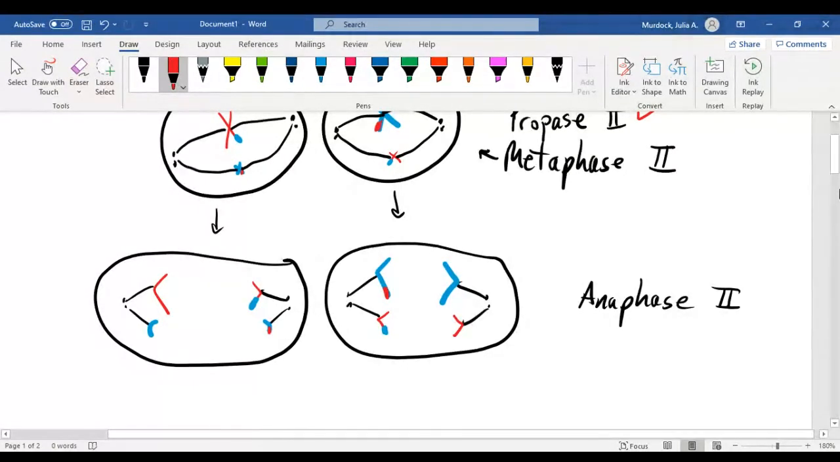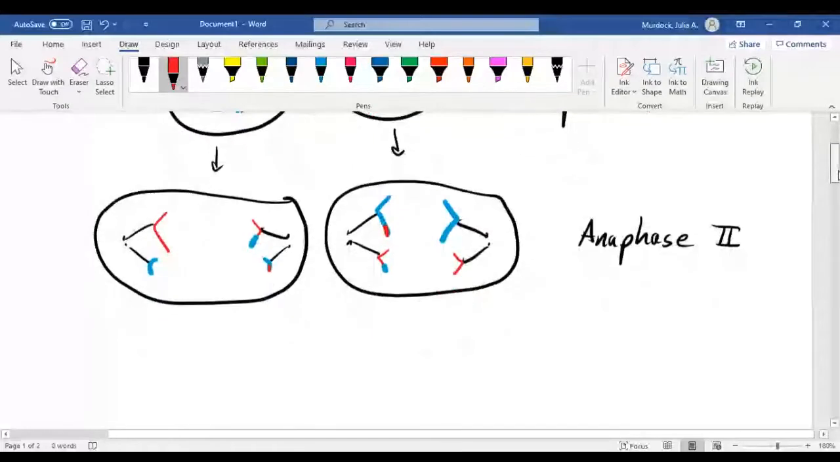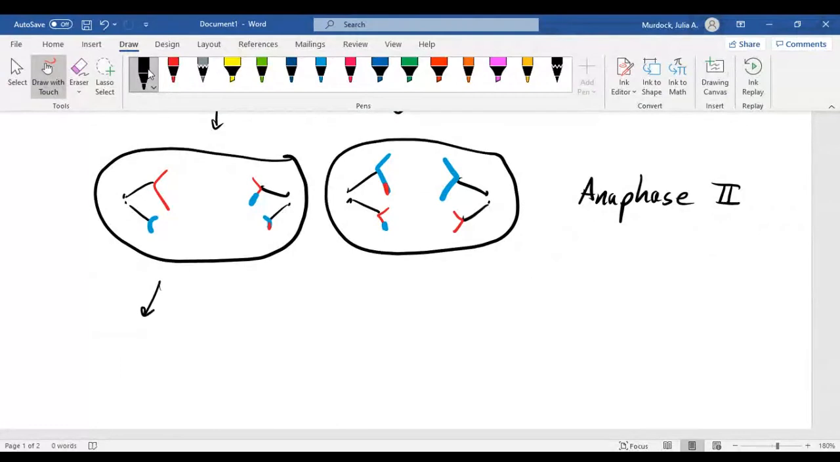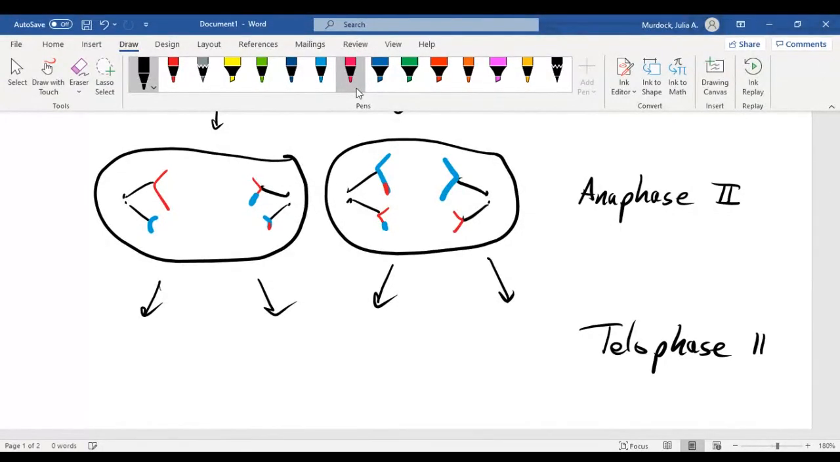There's Anaphase II. And then finally, Telophase II, the final cells. Right? You're going to make 4 cells in Telophase II.